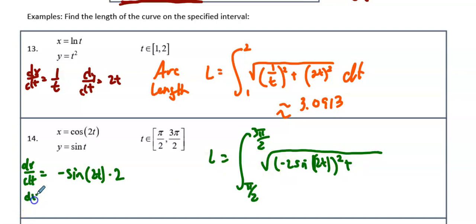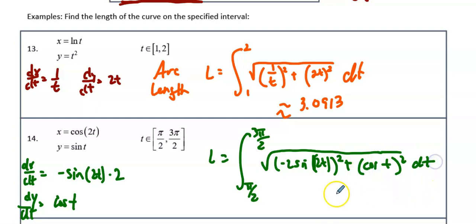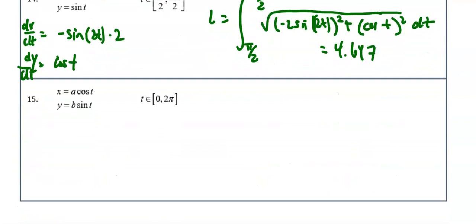And then your dy dt is going to be the derivative of sine, which is going to be cosine of t. And so we're going to do plus, and we're going to do cosine of t quantity squared dt. And we plug this into our graphing calculator and get 4.647. So it's not challenging. This is, again, our nice little cool down on our lesson here.